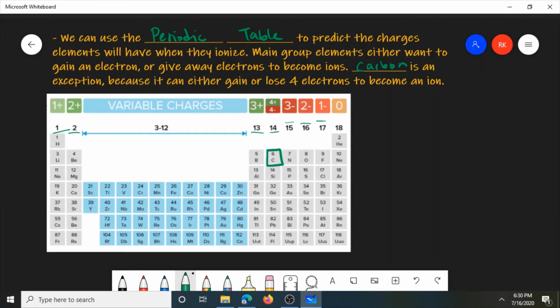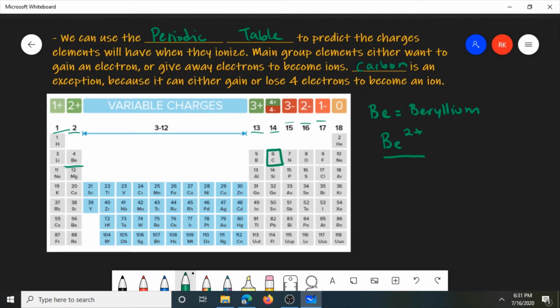So let's look at an example on the periodic table. Let's take beryllium, which has a chemical symbol of Be. As we can see above, it wants to lose electrons so it can have a net positive charge of 2+. So we write this as Be 2+. This is its ionized form.